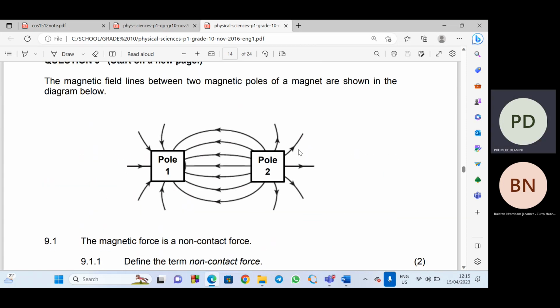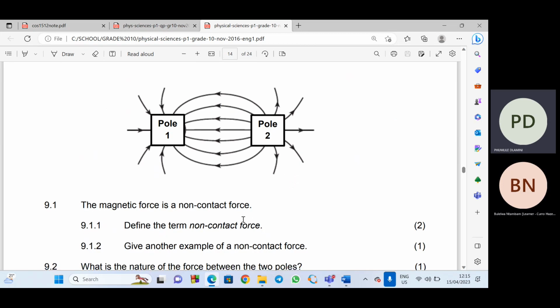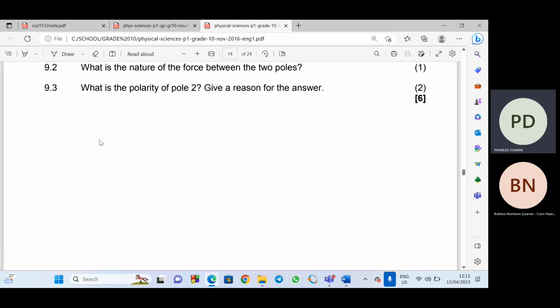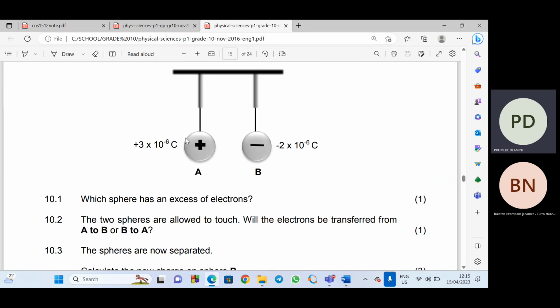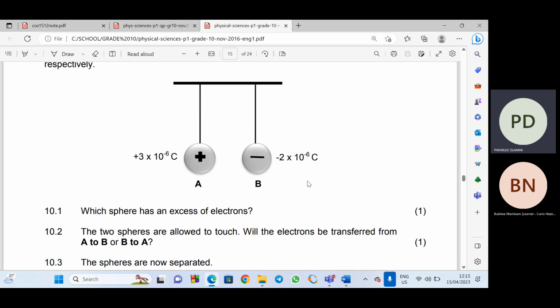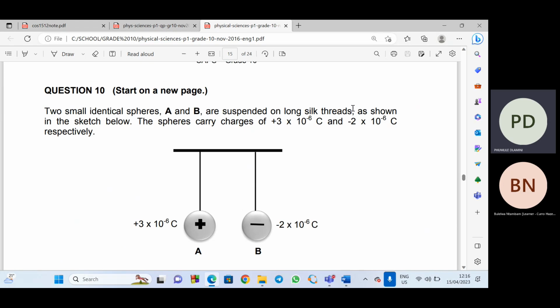So this one here is for the magnet. The magnetic force is a non-contact force. Define the term non-contact force, and give an example. So we have these two here. This is the question that I want you to do. Two small identical spheres A and B are suspended on a long string as shown in the sketch below. The spheres carry charges as given there. Which sphere has an excess of electrons? Electrons are represented by negative, so it's going to be B.